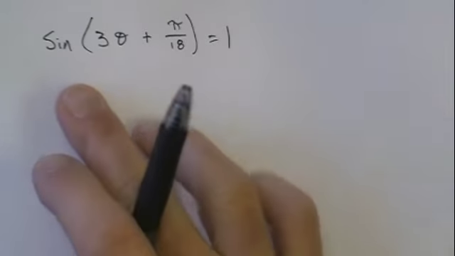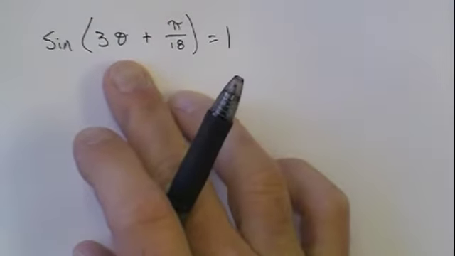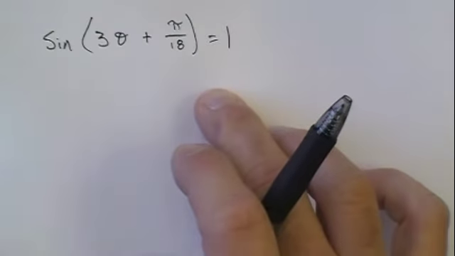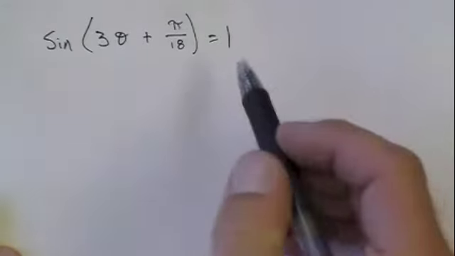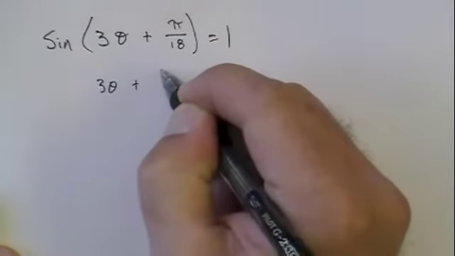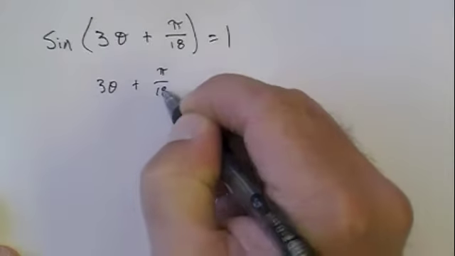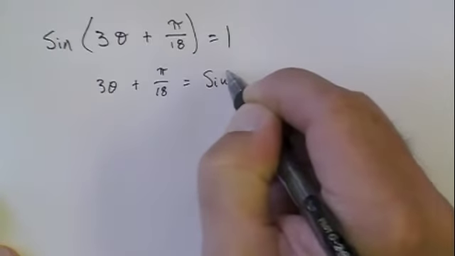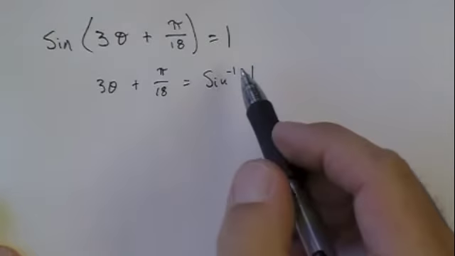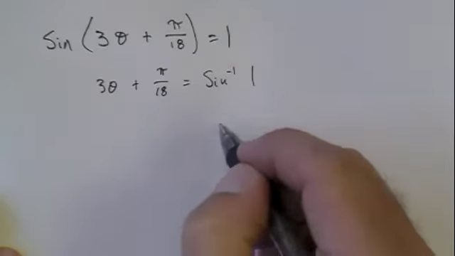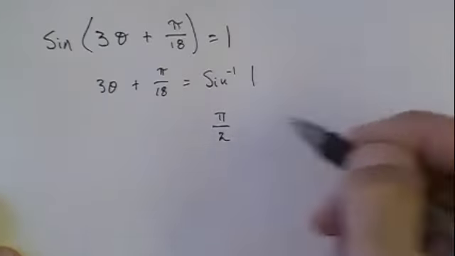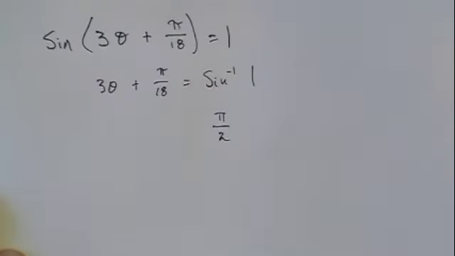For this example, we have sine of 3 times theta plus pi over 18 is equal to 1. First thing we would do is inverse sine on both sides. So we would have 3 theta plus pi over 18 is equal to the inverse sine of 1. Now we know the inverse sine of 1 is equal to, or our angle where sine is equal to 1 is at pi over 2.